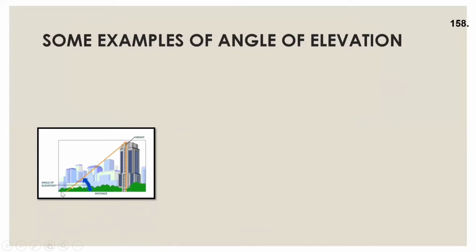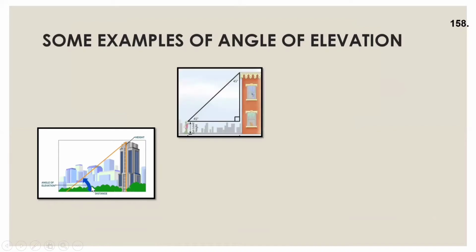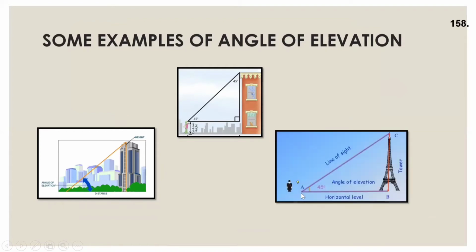Person standing here, the top is being observed. The angle formed by the horizontal level and the line of sight is the angle of elevation. Second example: the person standing here, eye level is here, and this portion is being observed. So the angle that is going to be formed is the angle of elevation. If I take that from this point, the top of the tower is being observed, then this is the line of sight, this is the horizontal level, so this becomes the angle of elevation.